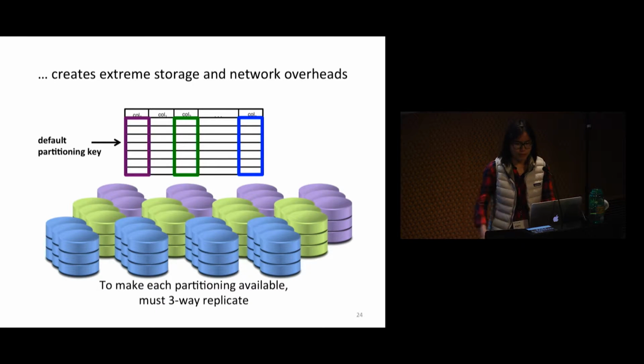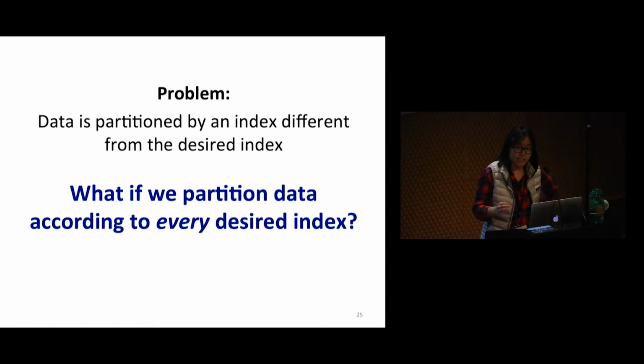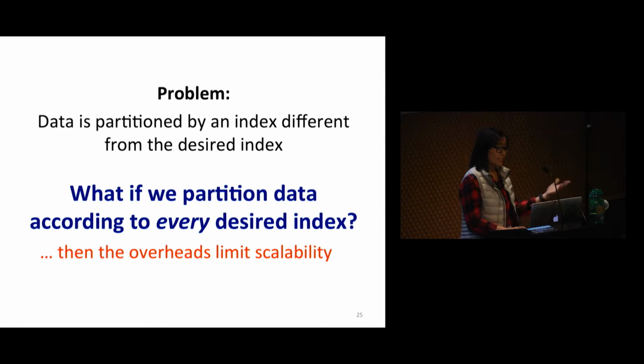OK, so let's go back to our problem. So we posed a potential solution to our problem. But as we saw, if we do this naively, then the overheads are going to limit the scalability that partitioning gave us in the first place. And in fact, in modern data stores, they often trade off this indexing functionality for scalability. A lot of data stores don't support strongly consistent secondary indexing.